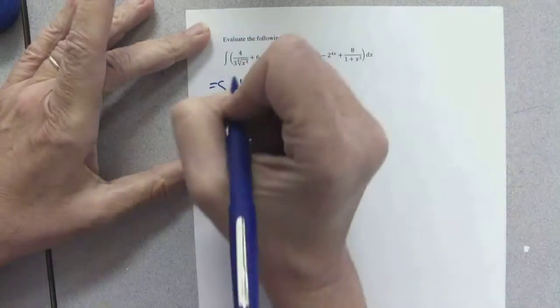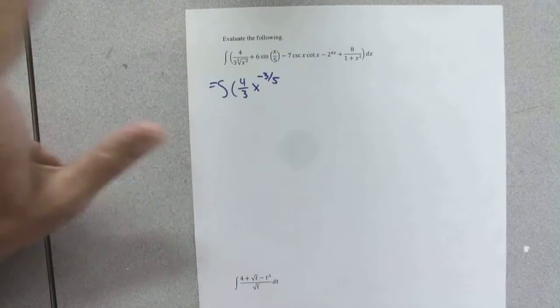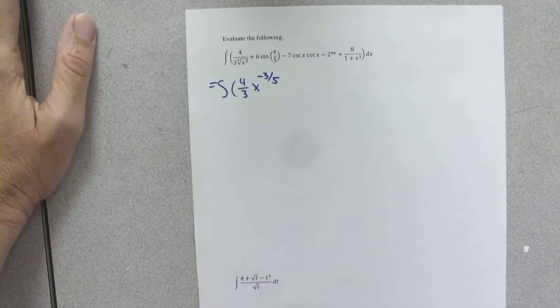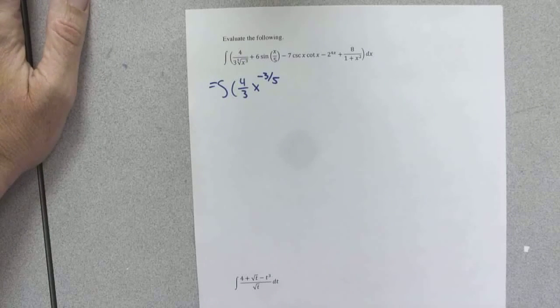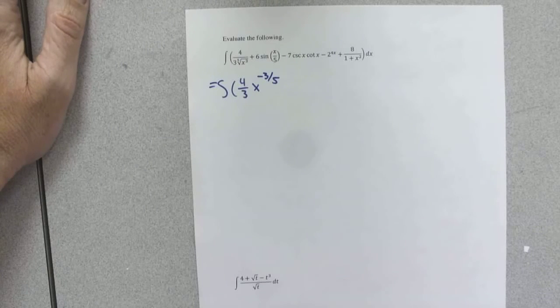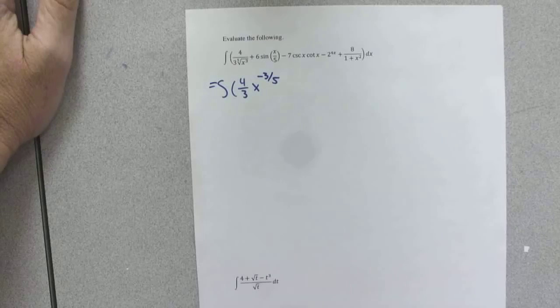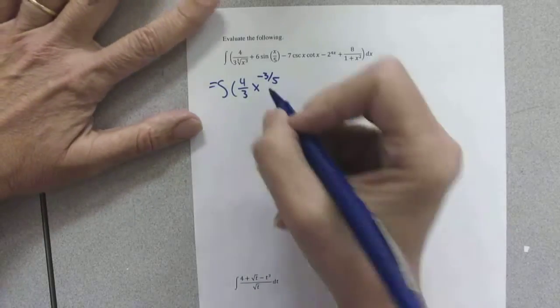So that's going to be 4/3 x to the negative 3/5. The 4 and the 3, just a coefficient, bring it off to the side. I don't like things in the denominator. If I can get rid of them in the denominator just by using a negative exponent, that's what I do. The index is my denominator. The power is my numerator.